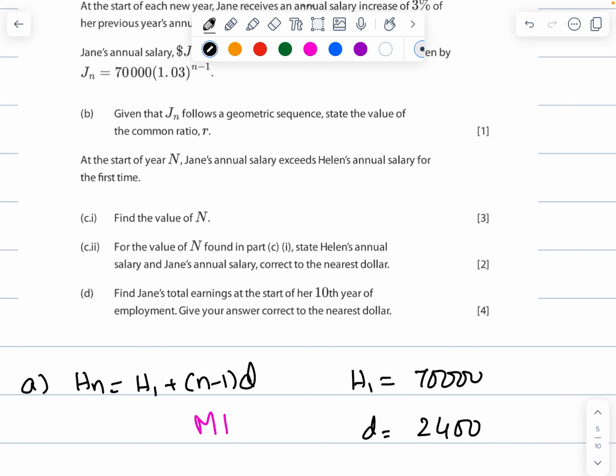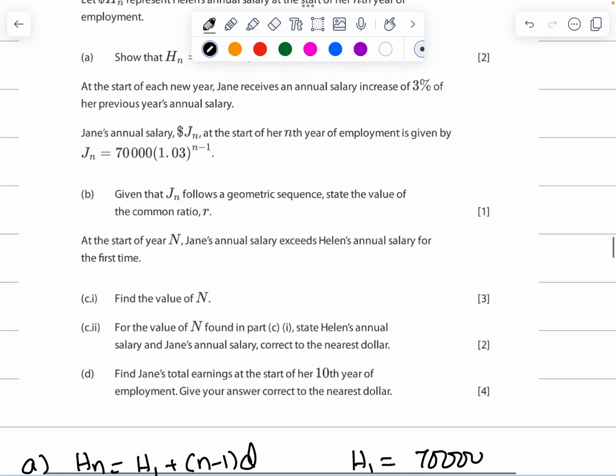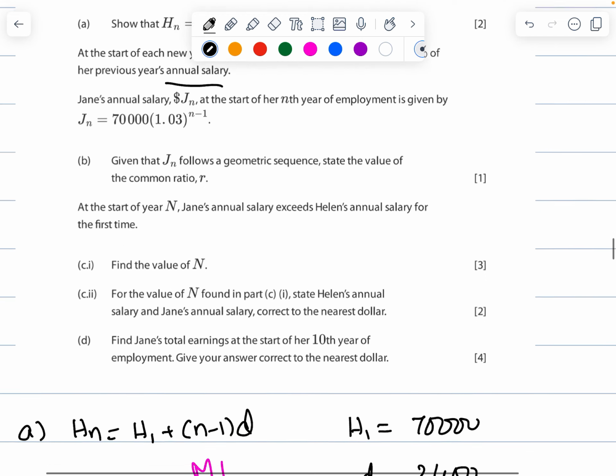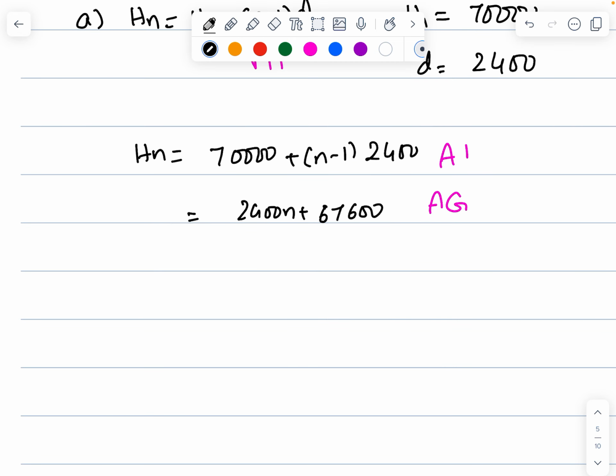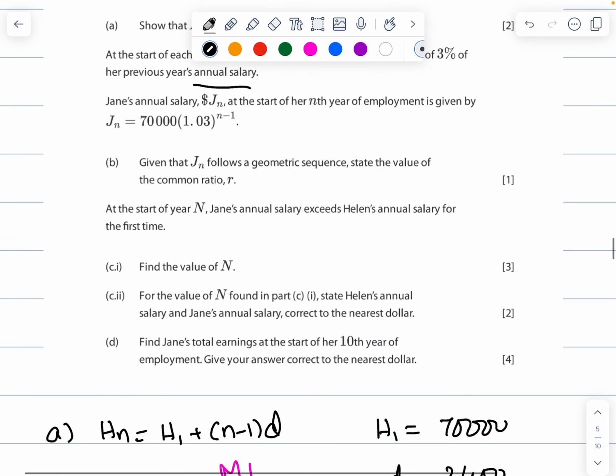Then part B. Given that Jane's salary follows a geometric sequence, at the start of each year, Jane receives an annual increase of 3% of the previous annual salary. Jane's annual salary is Jn at the start of the nth year. Given that Jane follows a geometric sequence, state the value of the common ratio. So the common ratio is nothing but what? 1.03 is the common ratio. That's directly a 1 mark question.